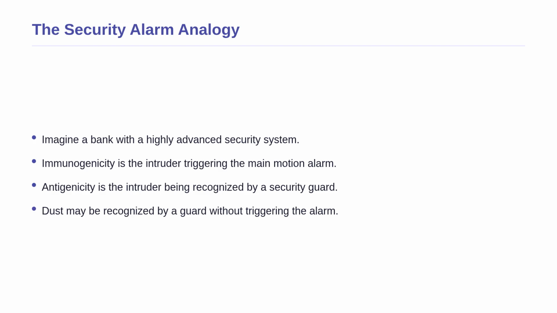To begin, let us build our intuition using a simple analogy. Imagine a highly advanced security system installed in a large bank building. If an intruder breaks in, the motion sensors detect them, and the main alarm goes off, alerting the police. In biology, the ability of a substance to trigger that main alarm is what we call immunogenicity.